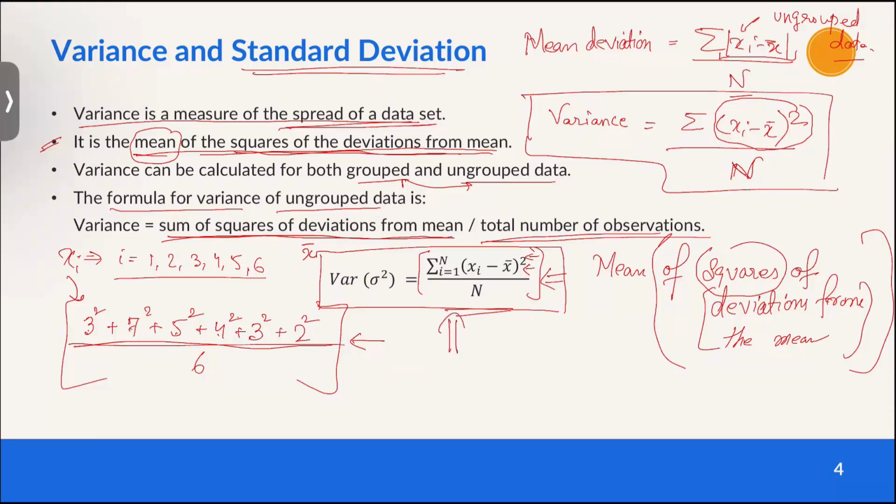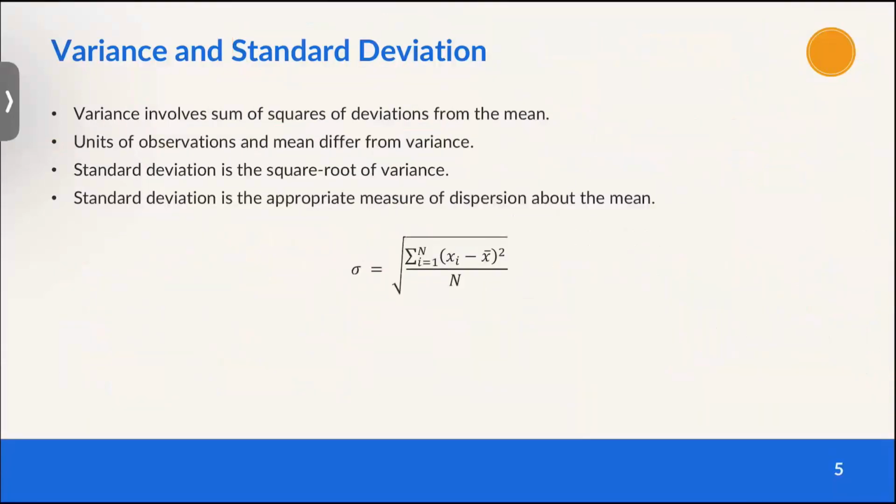We have a quantity known as variance. So what is the issue with variance such that we need one more measure known as standard deviation? Let us see that in the next slide. It says that variance involves the sum of the squares of the deviations from the mean. So we are squaring these deviations. Now the unit of the observation and the mean differ from that of variance.